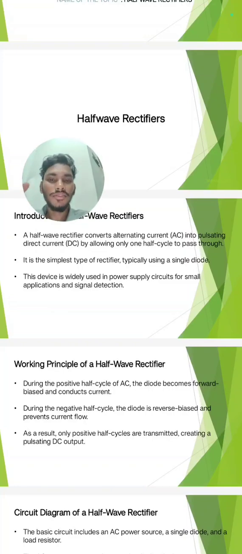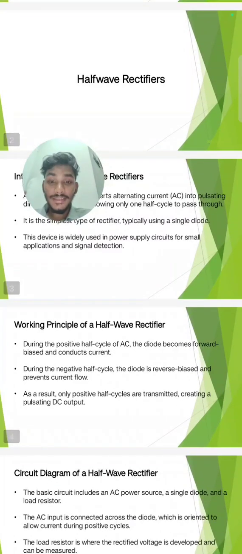During the positive half cycle of the AC, the diode becomes forward biased and conducts current. During the negative half cycle, the diode is reverse biased and prevents current flow, that means the diode blocks current. Thus only positive pulses appear across the load, giving pulsating DC. As a result, only positive half cycles are transmitted, creating a pulsating DC output.